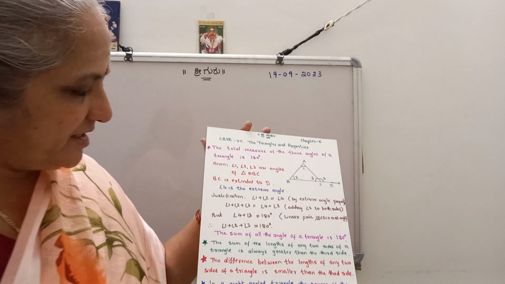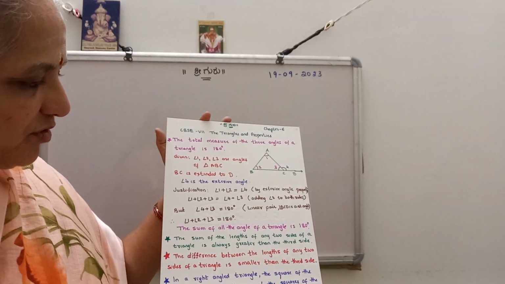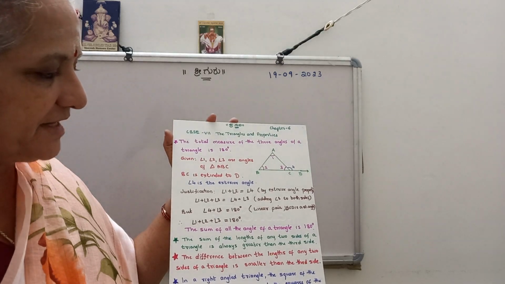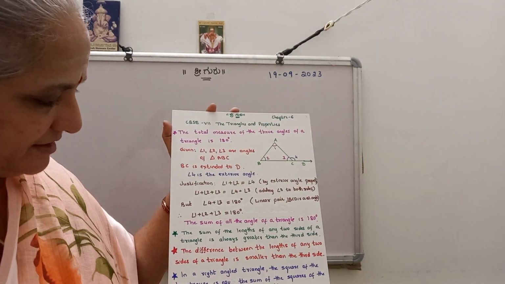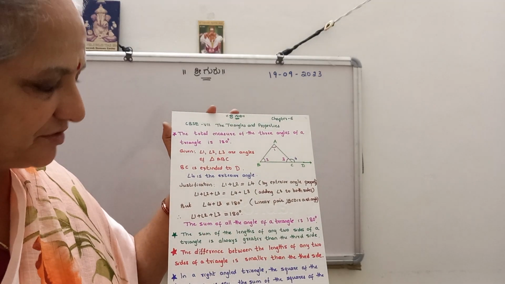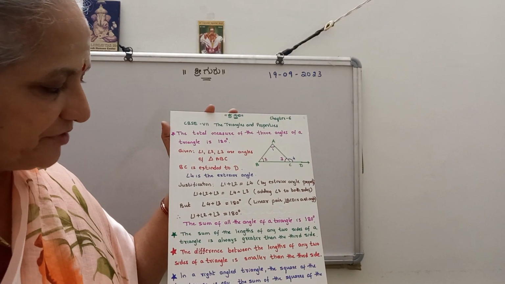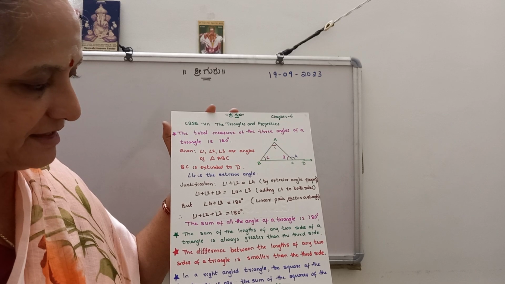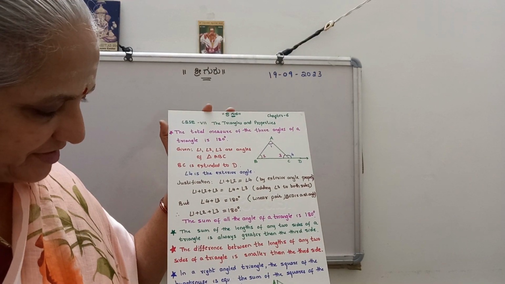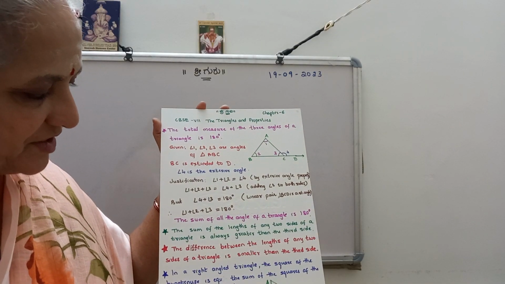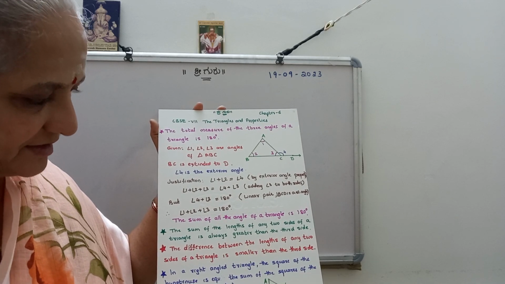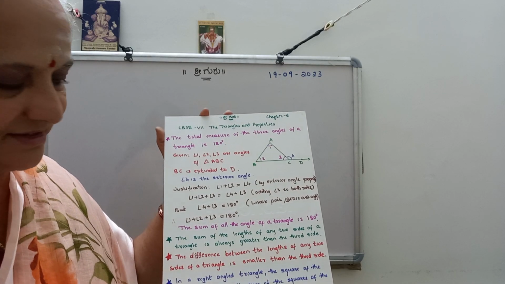The next property is the sum of the lengths of any two sides of a triangle is always greater than the third side. The difference between the lengths of any two sides of a triangle is smaller than the third side. In a right angle triangle, the square of the hypotenuse is equal to the sum of the squares of the legs or the other two sides.